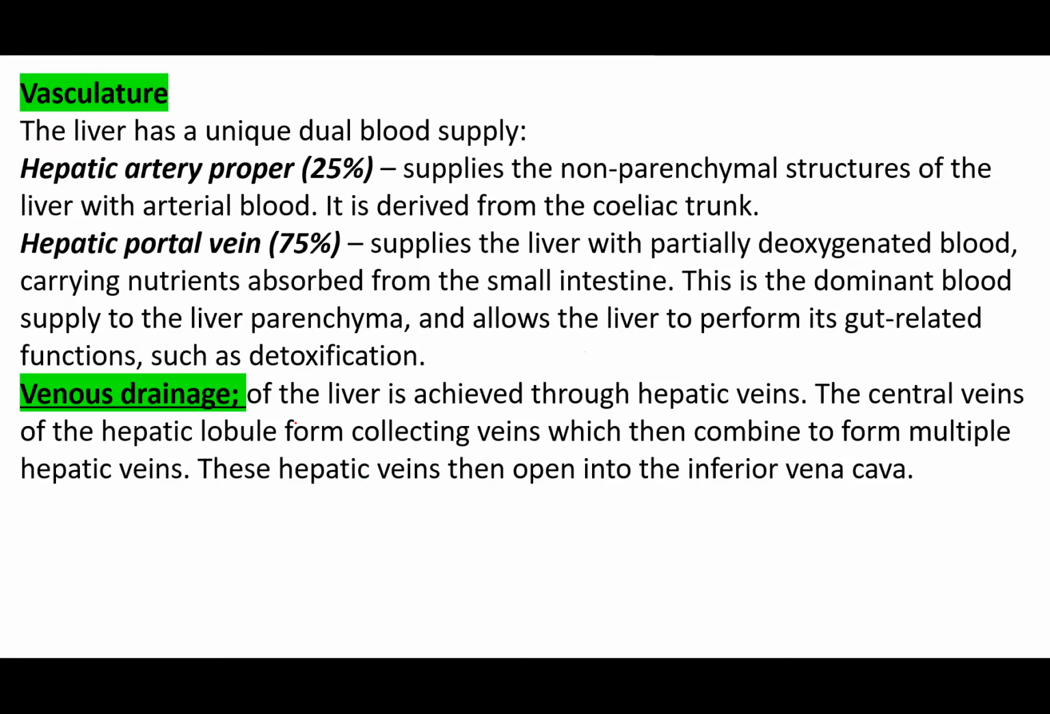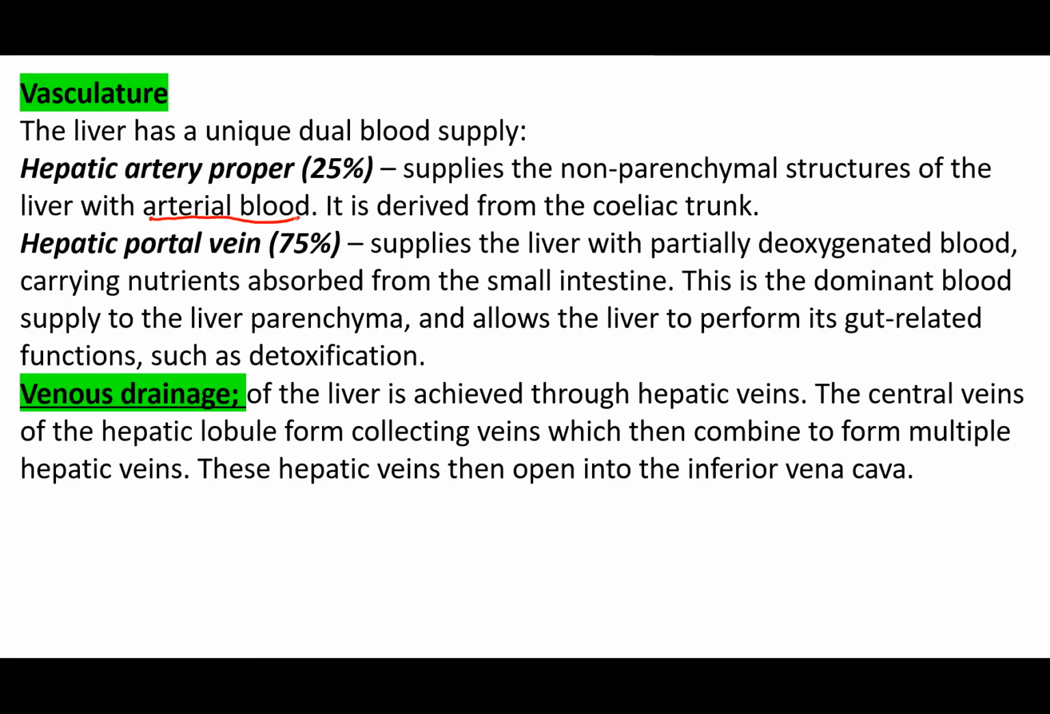The liver has a unique dual blood supply, the hepatic artery proper that brings up 25% of blood, supplies the non-parenchymal structure of the liver with arterial blood. It is derived from the celiac trunk.